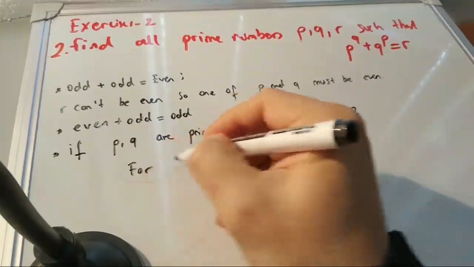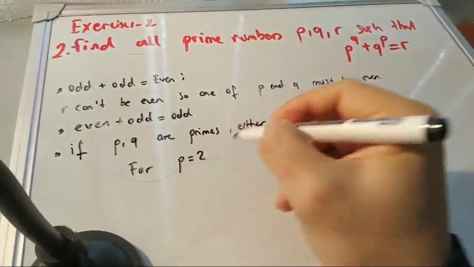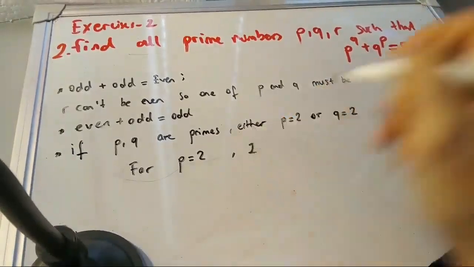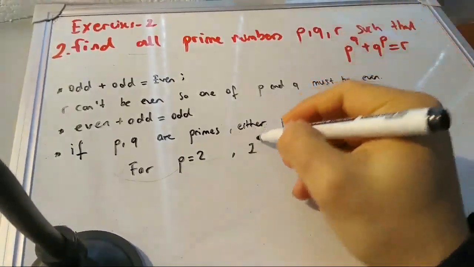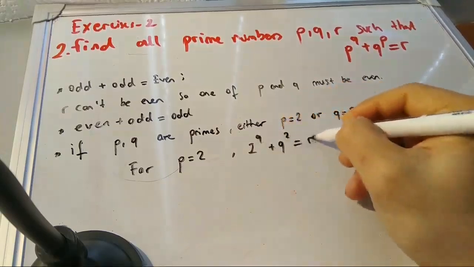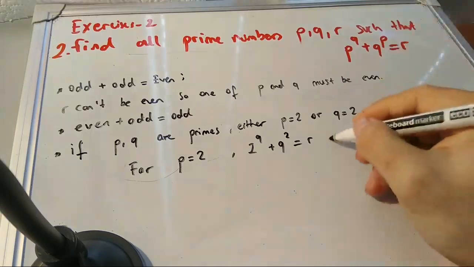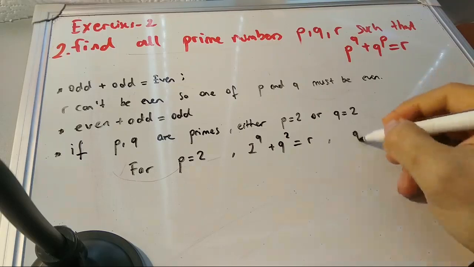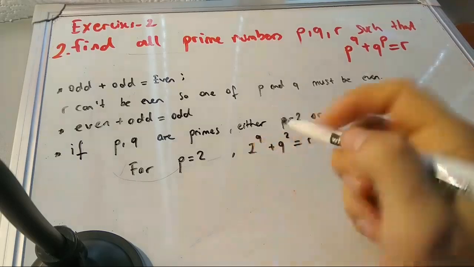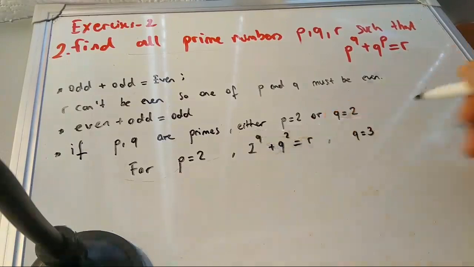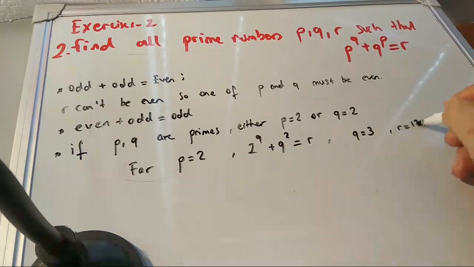For p is 2, 2 to the power of q plus q to the power of 2 is equal to r. And from here, we will get q and r. For q is 3, 2 to the power of 3 is 8, 3 squared is 9, 8 plus 9 is 17. We will get r is 17.